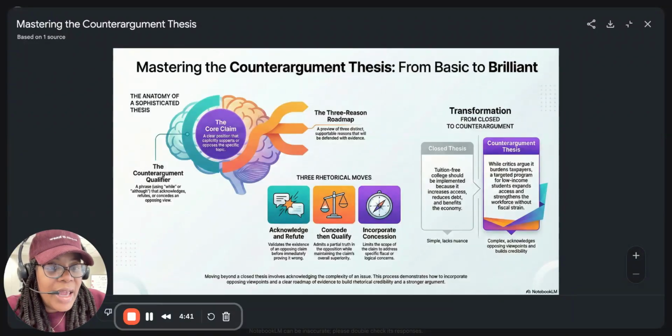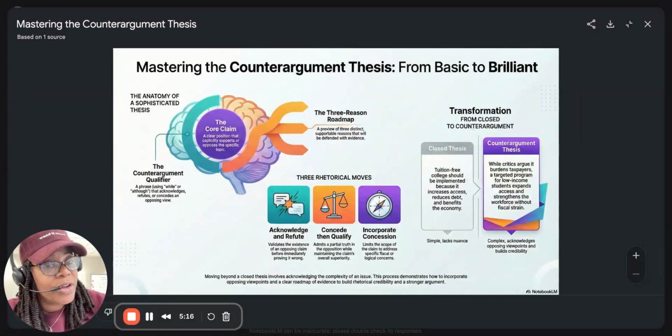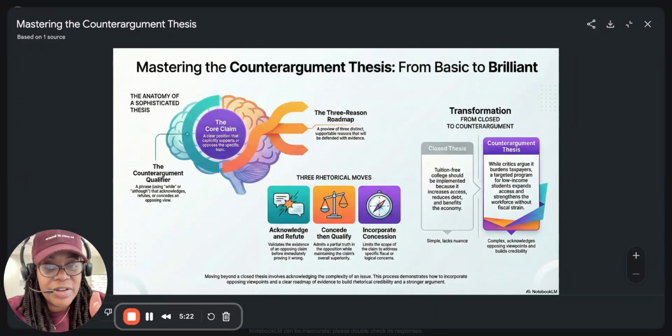But using your counter argument thesis: while critics argue it burdens taxpayers, a targeted program for low income students expands access and strengthens the workforce without a fiscal strain. It is so hard to read this. So you're using the counter argument to further prove your point. This one is complex because it uses those complex terms like while and although, if you remember. It acknowledges the opposing viewpoints and builds credibility here. While critics argue this also is the case. So make sure you are using those complex terms.